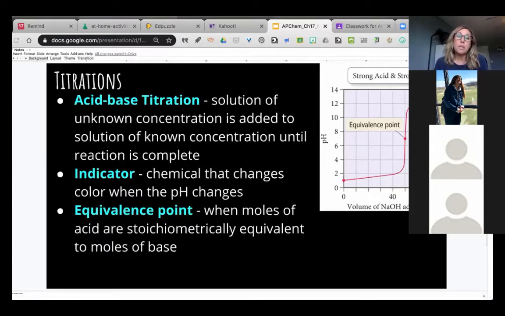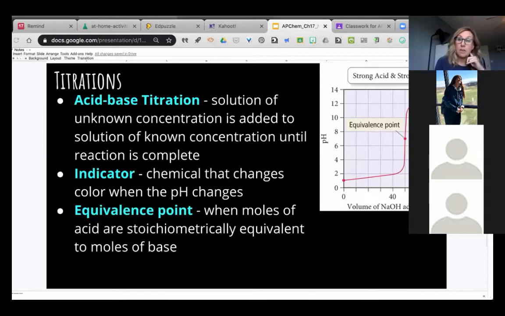So when you do a titration, you're using a solution that has a known concentration to figure out an unknown concentration. When you do this, you add the acid or base, whatever type of titration you're doing, until it reaches what's called the equivalence point. When it reaches the equivalence point, the moles of acid and base are equivalent, which means then you can do a stoichiometry problem to figure out the concentration of your unknown.